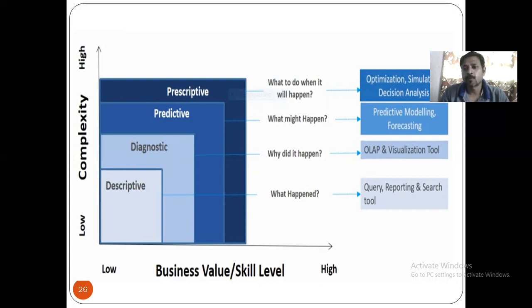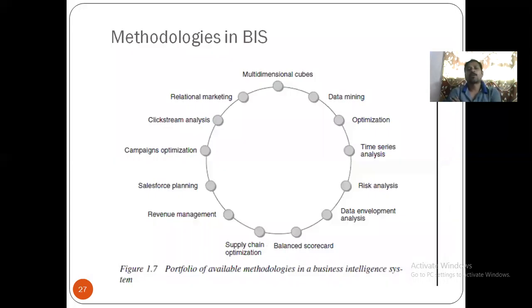So we are going with different optimization algorithms, simulations, and decision analysis. So this is how to create business value at each skill level with BI. The methodologies we are using in BI systems: multidimensional cubes, data mining, optimization methods, time series analysis, risk analysis, data envelopment analysis, balanced scorecards, supply chain optimization, revenue management, sales force planning, campaign optimization, clickstream analysis, relational marketing, all those methodologies we are going to use for the planning, implementation and control of business intelligence systems.